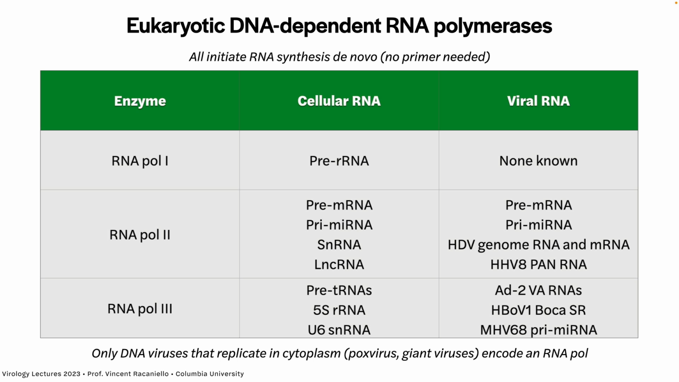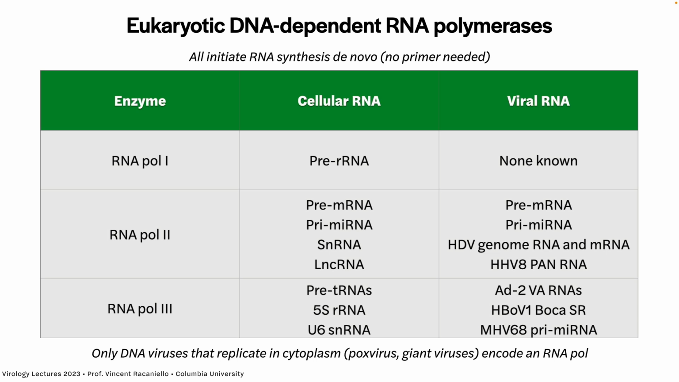Pol 2 makes precursors to messenger RNA, microRNAs, small nuclear RNAs, long non-coding RNAs, and many viral RNAs are made by Pol 2, including most of the mRNAs that we're going to talk about today. And then Pol 3 makes tRNAs and some ribosomal and small nuclear RNAs, and there's some viral RNAs made by that enzyme, all right? So all the viruses we're going to talk about today, their genomes are transcribed using cellular Pol 2.